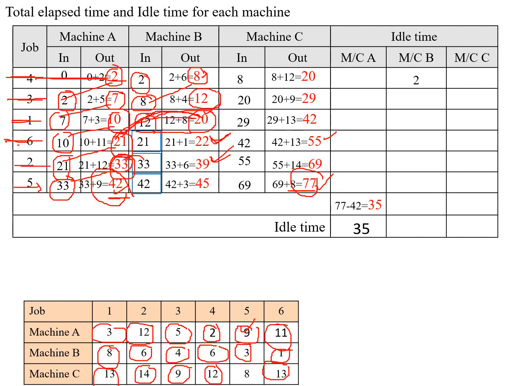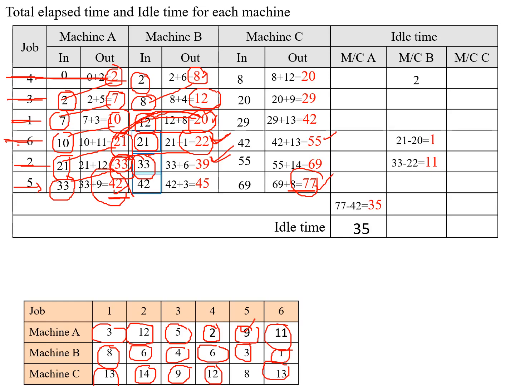Then see, job 1 is completed on machine B at 20 hours, but it is receiving job 6 only after 21 hours. So the waiting idle time is 21 minus 20, that is 1. Similarly here, job 6 is completed at 22 hours, but it is receiving the next job only after 33 hours. So the waiting time, that is the idle time, is 33 minus 22, that is 11.